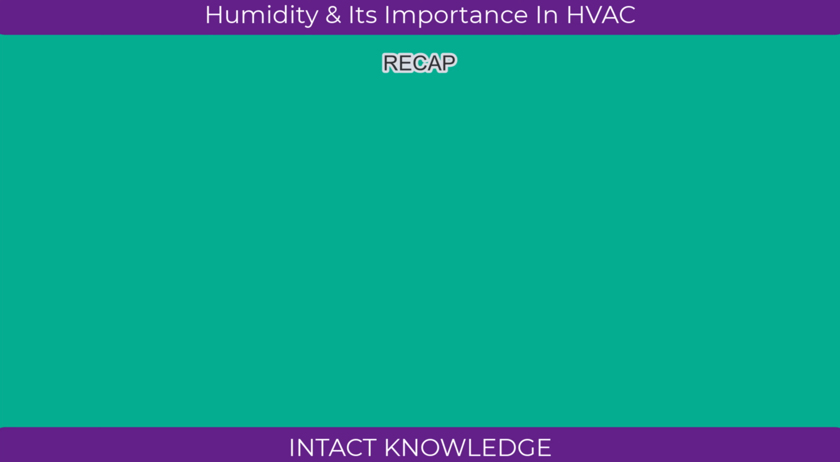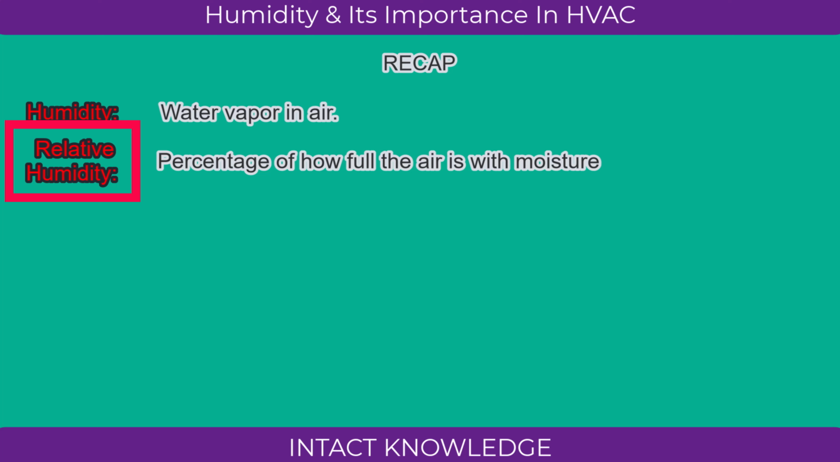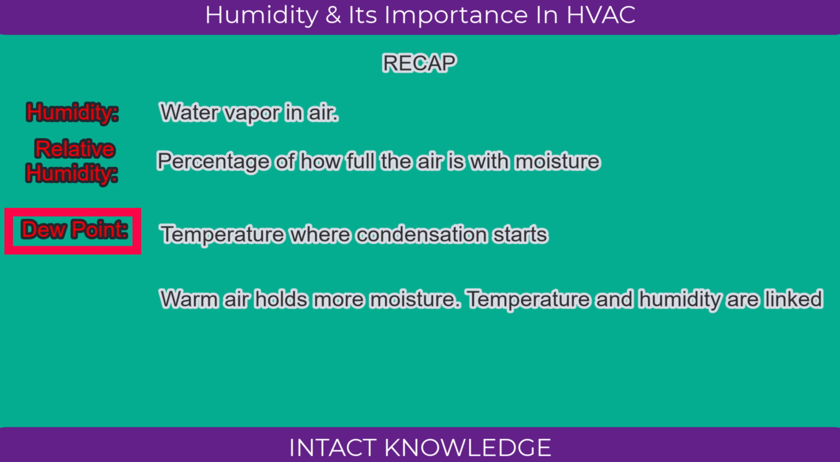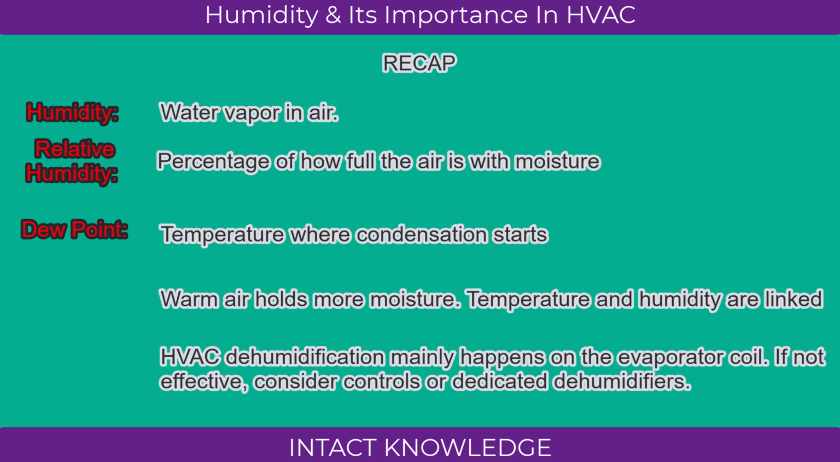To quickly recap: humidity equals water vapor in air. Relative humidity equals the percentage of how full the air is with moisture. Dew point equals the temperature where condensation starts. Warm air holds more moisture. Temperature and humidity are linked. Keep indoor relative humidity near 40 to 50%, always below 60% to avoid mold issues. HVAC dehumidification mainly happens on the evaporator coil. If not effective, consider controls or dedicated dehumidifiers.